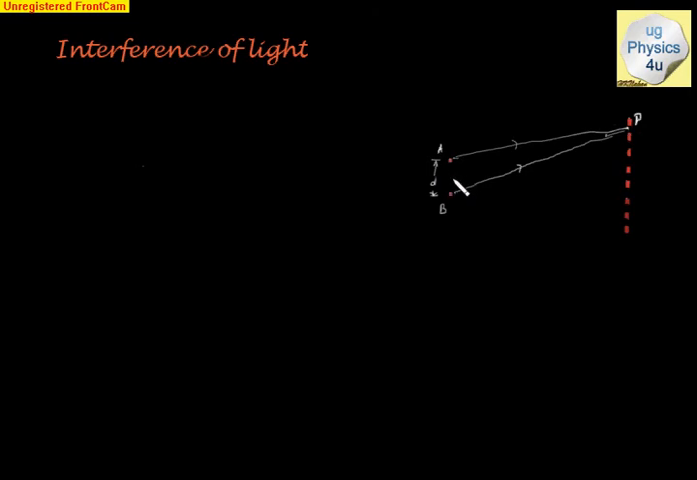Let a line joining the center of the two slits or two sources meet the screen at point C, and I assume the distance of this maxima or minima from this point is, let us say, x. I assume this distance as x.